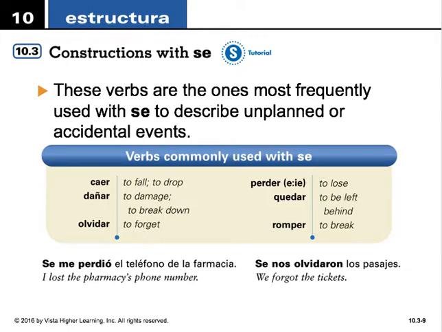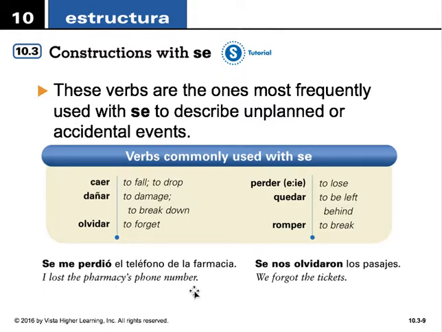And these verbs are the most frequently used with se to describe unplanned or accidental events. Caer, to fall or to drop. Dañar, to damage or to break down. Olvidar, to forget. Perder, to lose. There's an E to IE stem changer in the present tense. Quedar, to be left behind, romper, to break. Por ejemplo, se me perdió el teléfono de la farmacia. I lost the pharmacy's phone.